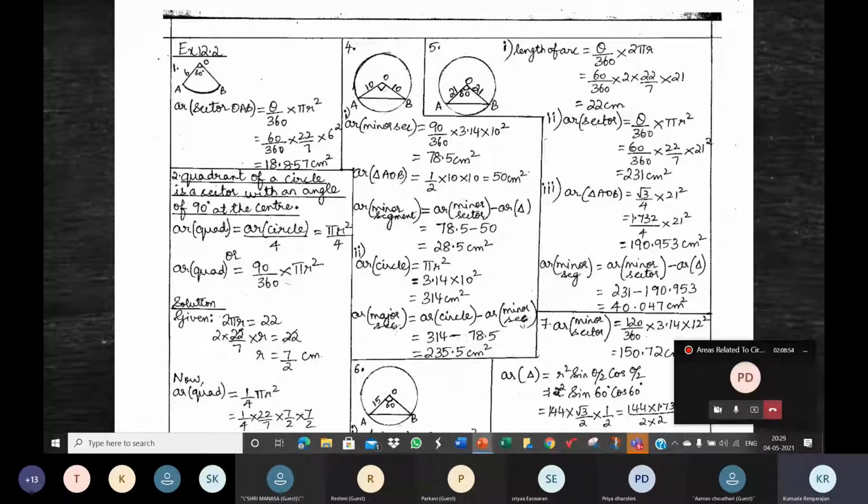All right, so what is the perimeter of the triangle? What is the perimeter of the triangle? 63 centimeter. It's an equilateral triangle. Its perimeter is 63. All right.